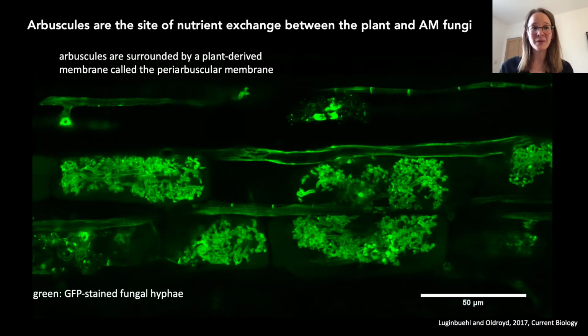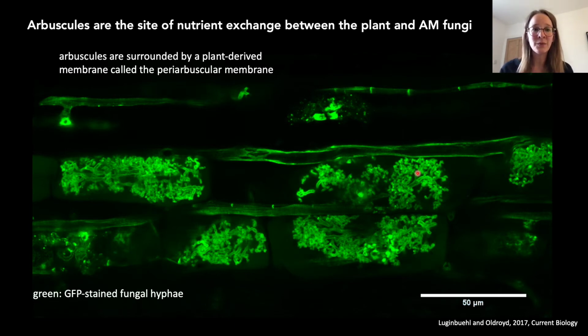So arbuscules are the site of nutrient exchange between a plant and AM fungi, and they're particularly well suited to do this. As you can see here, again with these GFP stained fungal hyphae, these arbuscules, here we've got one cell here and one arbuscule here. You can see all these very fine branches, and one purpose of that is to massively increase the surface area through which nutrients can be exchanged.